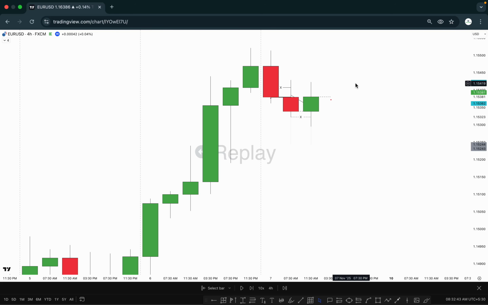Okay, so this is the 4-hour time frame. We can see here 1, 2, and 3 already, 12 hours already running in the market, and we have 12 hours left here.